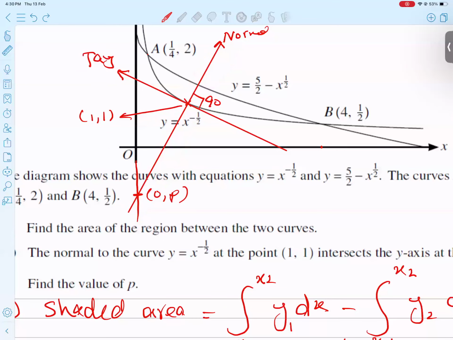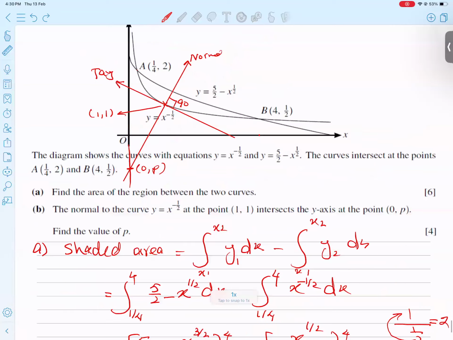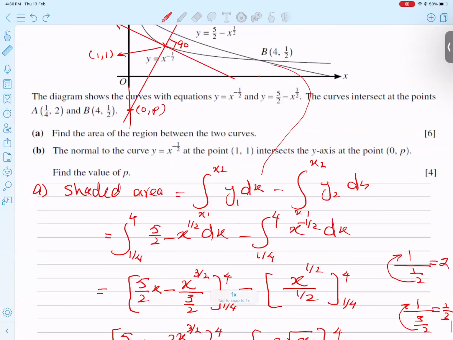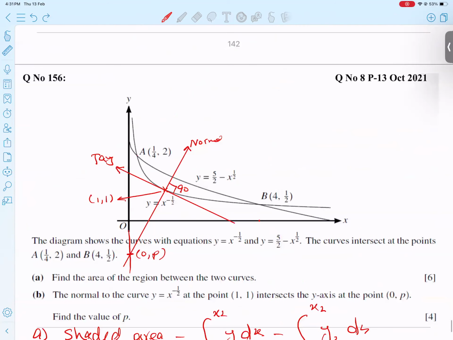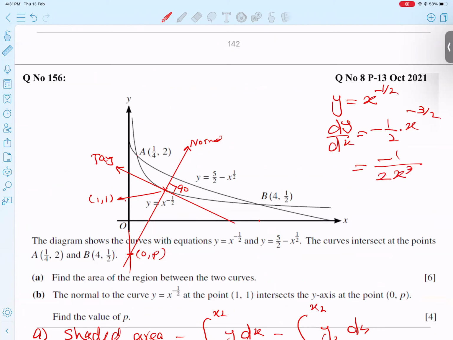Now, what is the plan of action? I have the equation, x to the power negative half. Let me show you the planning. First of all, I have a negative half, and I will differentiate. The negative half comes down and the power becomes negative 3 by 2. Simplify as much as we can. Now, as I plug in this 1, I get negative half, the gradient of the tangent.